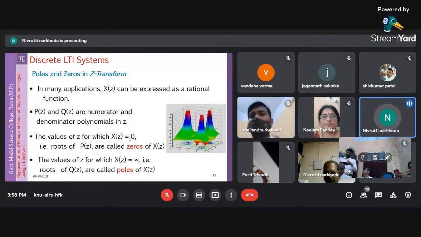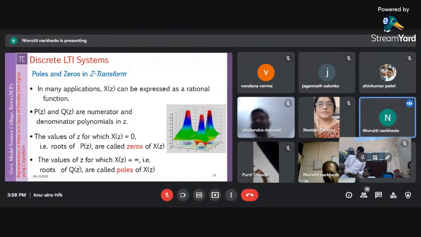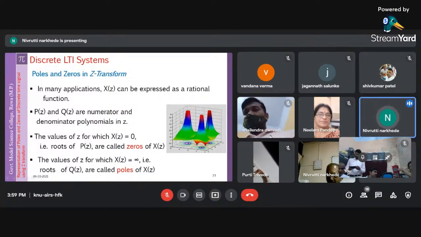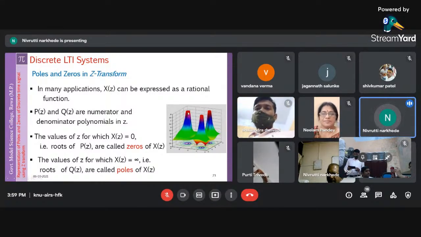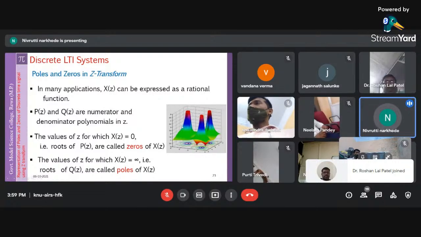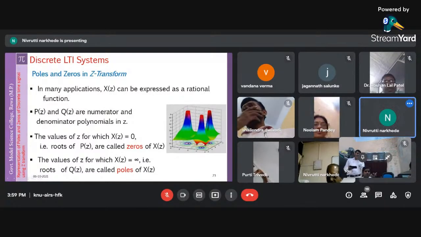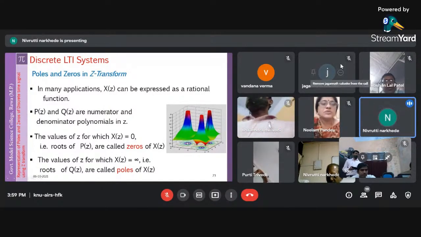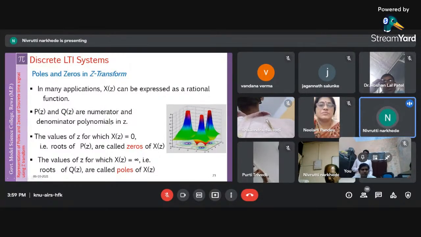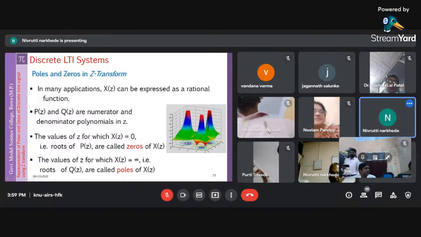Here we are observing one graph made using MATLAB. Some peaks are found here. These peaks are nothing but the poles of the system, and we observe some downward parts there. This part is nothing but the zeros of the system. So this is one MATLAB program for a simple signal.